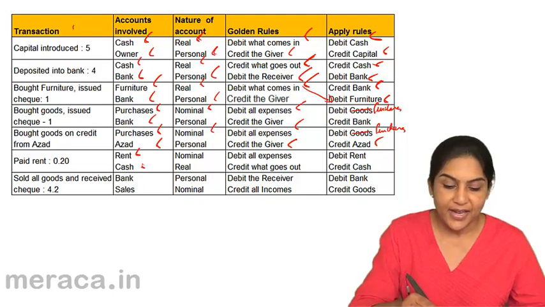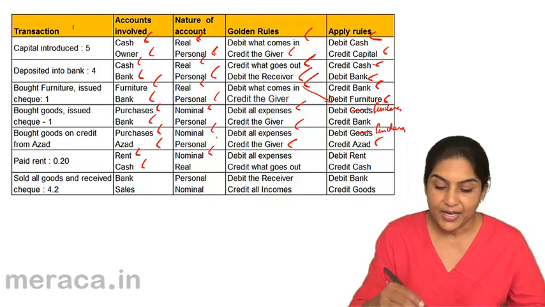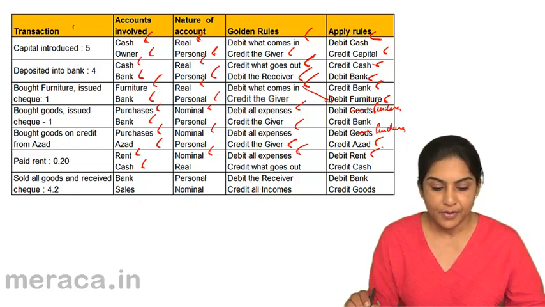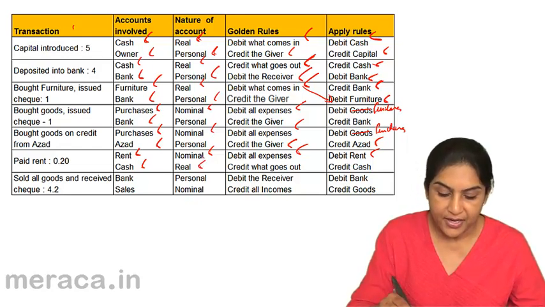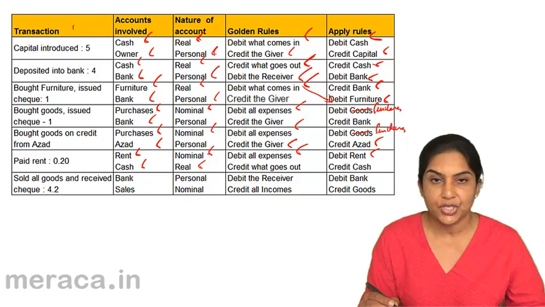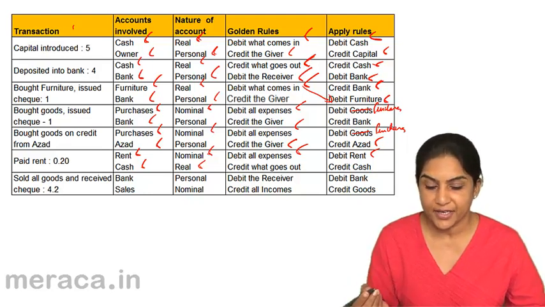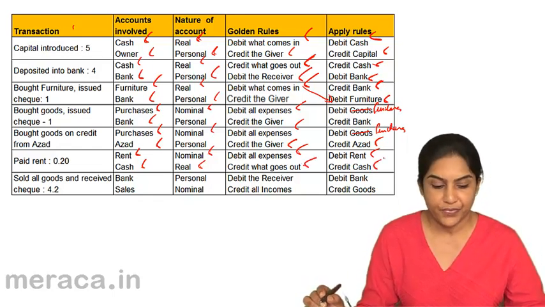So what are the accounts here? It is rent and cash. What is rent? Rent is a nominal account. It's an expense account. Debit all expenses, therefore debit rent. Cash is a real account, an asset. What has happened to cash? Cash has gone out. What is the rule for real accounts? Debit what comes in, credit what goes out. Therefore credit cash.